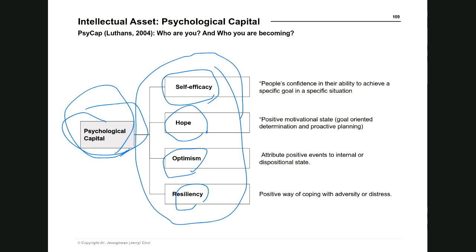So, long story short, if you are not positive, you cannot do anything. That is a capital, a psychological capital. Why? It helps you to define yourself: who are you, and who you are becoming. That will help you to have a certain goal. $1 billion without any goal, what's the meaning of the money? Nothing. The psychological capital helps us to define our goal, and that drives us to do something.